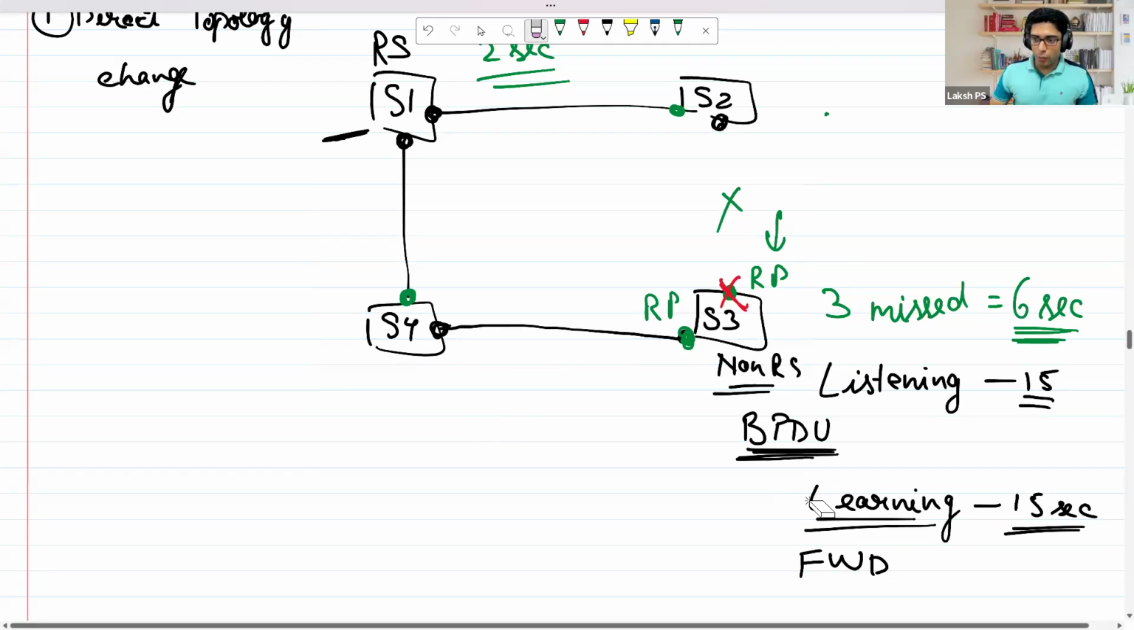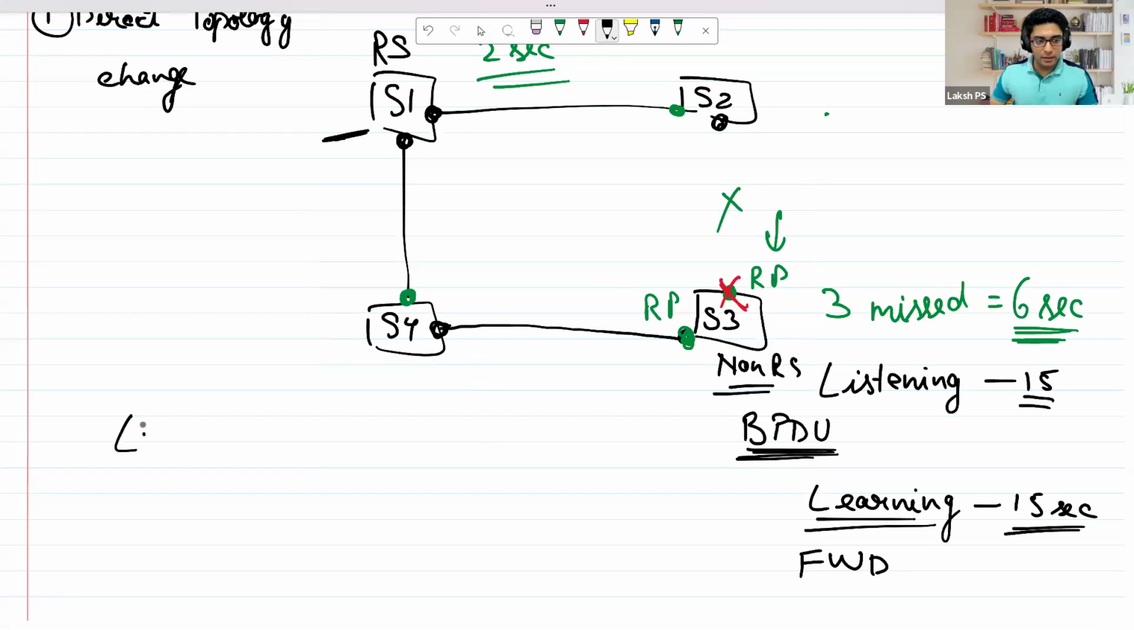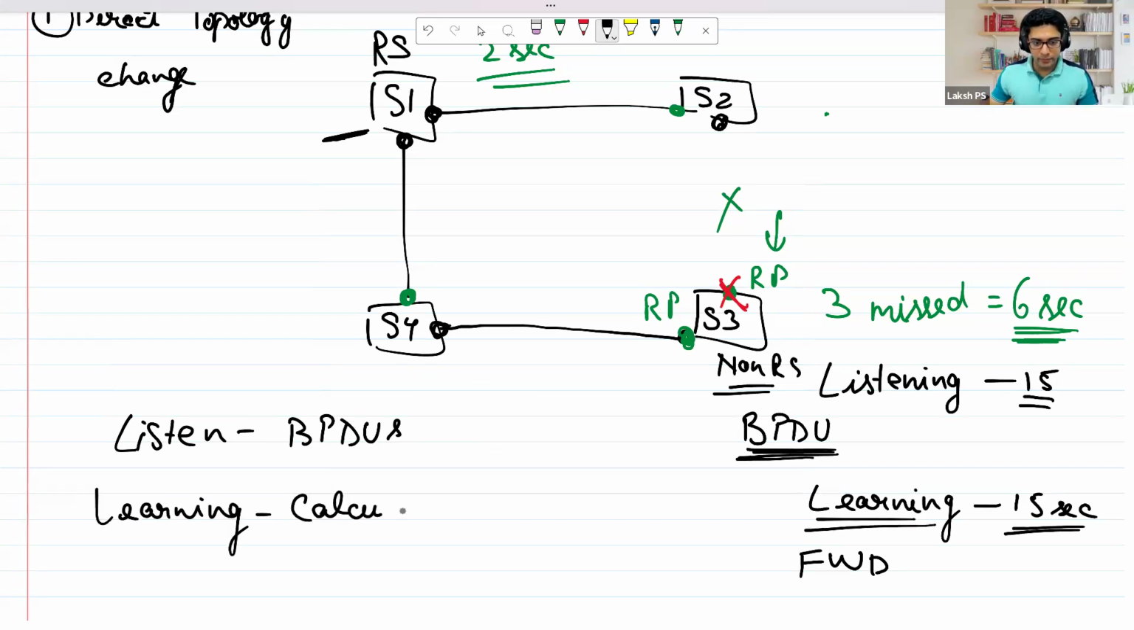All right, clear? What is happening in listening state? What is happening in learning state? In listening state, basically, a switch is listening to the BPDUs, right? In the learning state, it is calculating. If it is calculating, it can be a root switch. It can be a non-root switch.